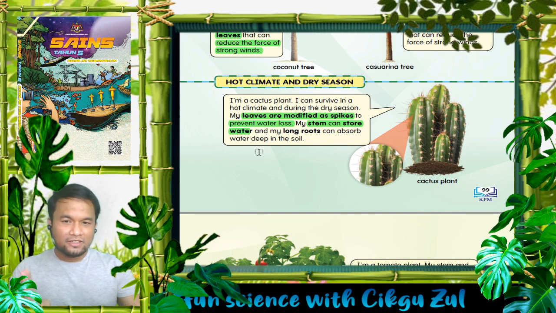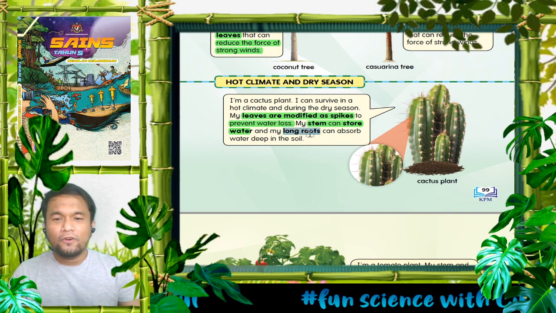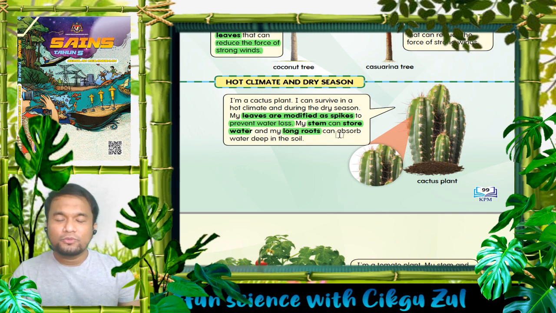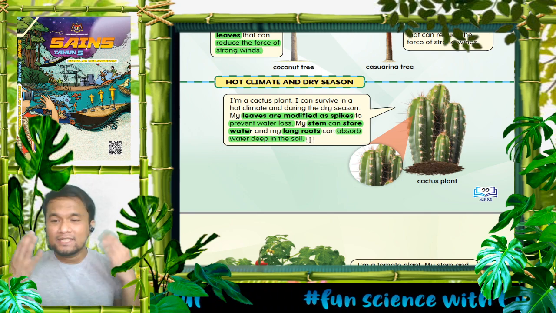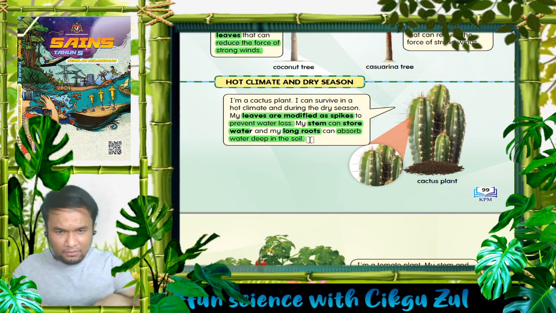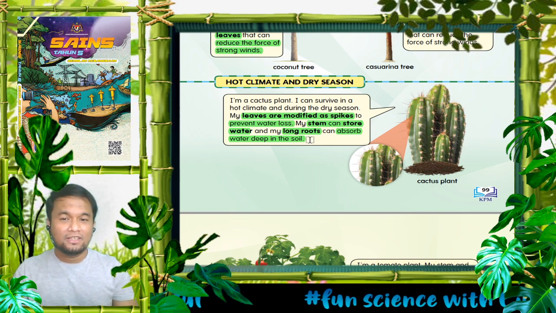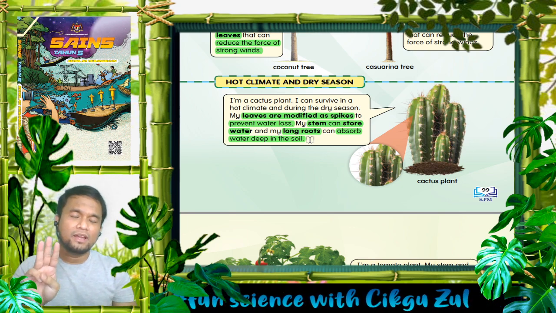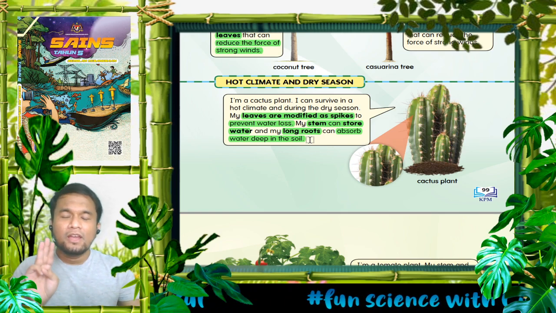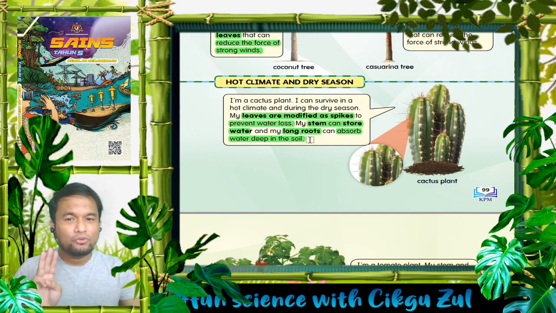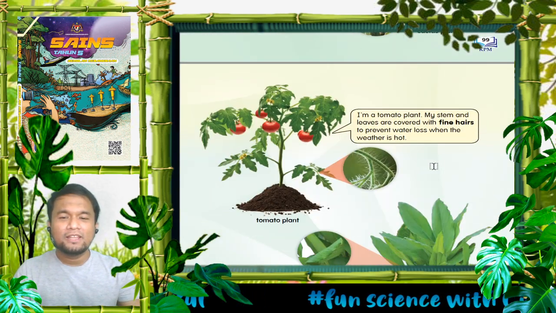So another characteristic is that the cactus has long roots for water absorption in the deep ground. Jadi dia ada akar yang sangat panjang untuk dia menyerap ke dalam tanah yang sangat dalam dan mencari air di dalam sana. Jadi, 3 characteristics of this plant help them to survive in climate with hot temperature or dry situation. Understand? Okay, let's move on to another plant.